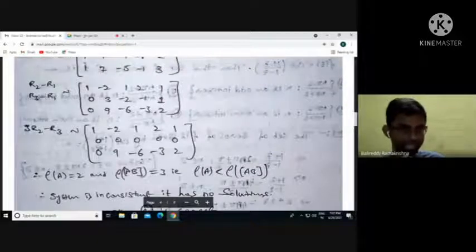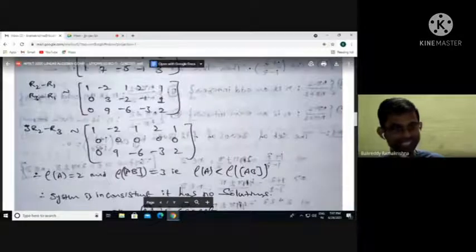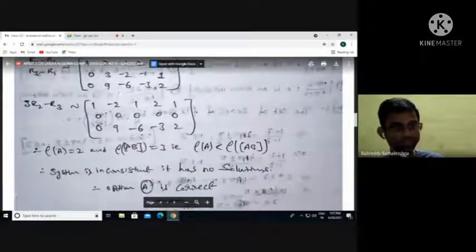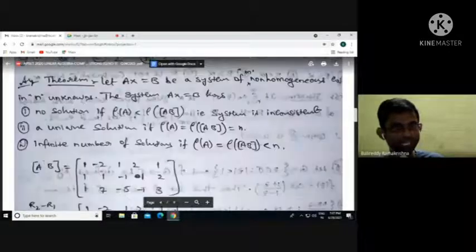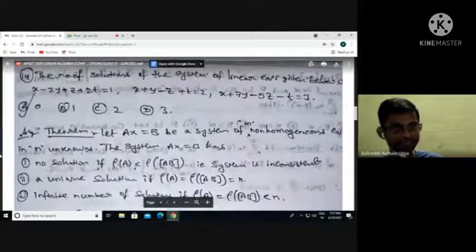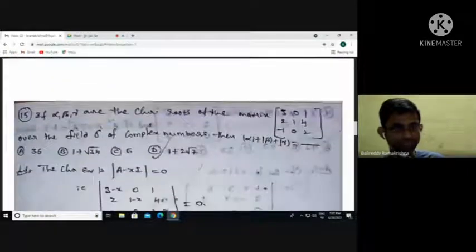That means here we have rank of A strictly less than rank of augmented AB. That means the system is inconsistent. So it has no solutions, meaning zero solutions. So option number A is correct. That means zero solutions. This is the solution of question number 14. Is it clear? Next, we have question number 15.